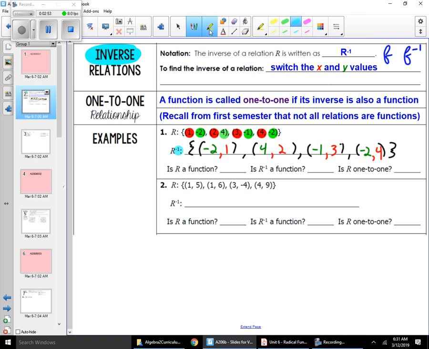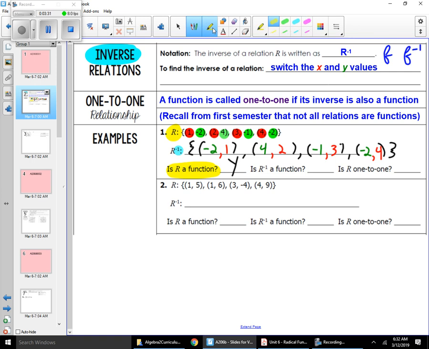Going back to functions, is R a function, the original relation, the one we started with? Well, keep in mind, a function means that whatever your x coordinates are, one x coordinate has to map to exactly one y coordinate. So I see a 1, 2, a 3, and a 4. So each of those x coordinates shows up only once. Yes, that's what a function looks like. So 1 goes to -2, 2 goes to 4, 3 goes to -1, 4 goes to -2. If 4 also went to like 6 or 7, then we wouldn't get a function there.